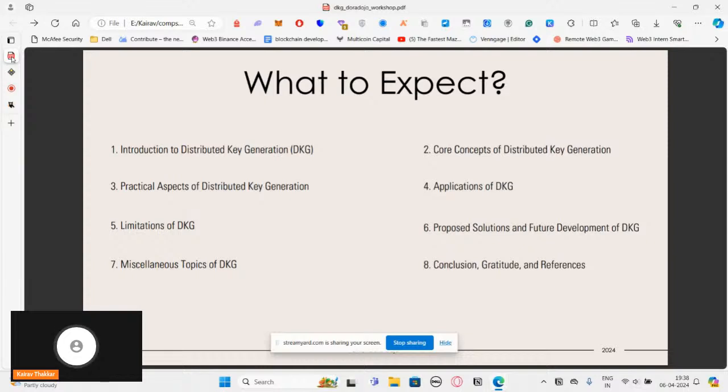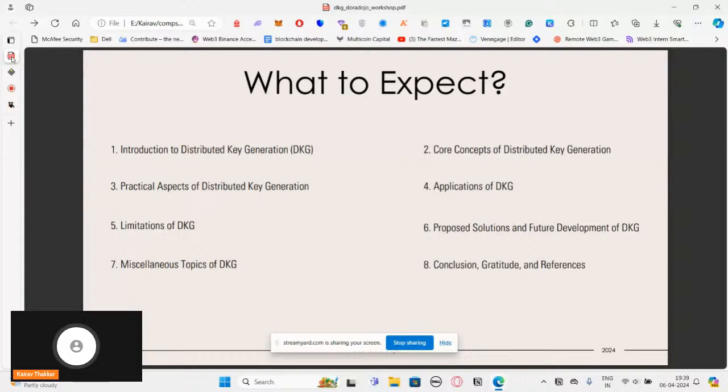We're going to look at the applications of distributed key generation. We're going to look at the limitations. As with every technology, there are pros and cons. When we look into the limitations, we should also look into the proposed solutions, and that's what we are going to do in the sixth section. The future development of DKG is exciting, whether in terms of blockchain technology, secure communication, or multi party communication, and that is something we will explore as well.